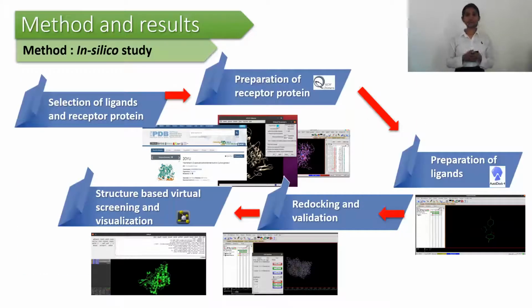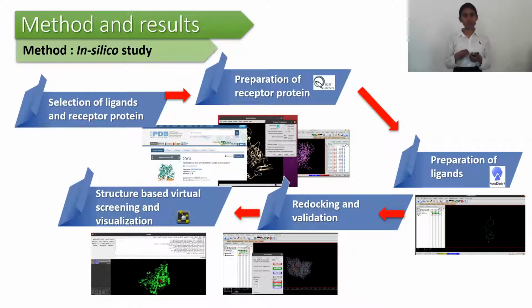Let's move to the method of the in silico study. As the first step, the selection of ligands and the receptor protein was done. In order to prepare the receptor protein, the three-dimensional structure of the COX-1 complex was retrieved from the Protein Data Bank. Then it was visualized using UCSF Chimera. The protein preparation was done using AutoDock Tools. The preparation of ligands was done using AutoDock Tools. Redocking and validation was done using AutoDock Tools and AutoDock Vina.